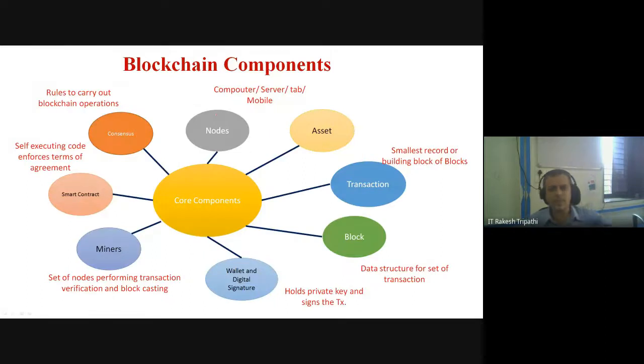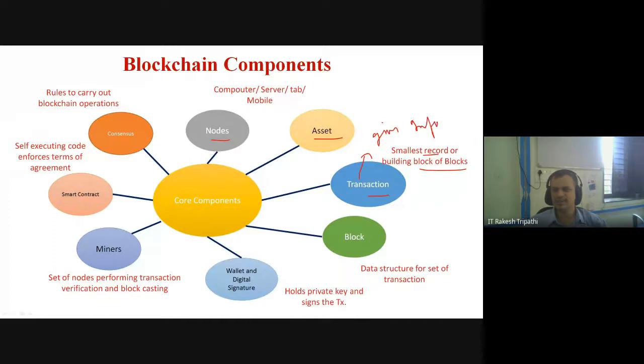Now, what are the components of a blockchain? The components of the blockchain are nodes and assets. An asset is what is changing hands, what you want to keep track of. A transaction is the smallest record, the building block of blocks, and it gives information about the asset.